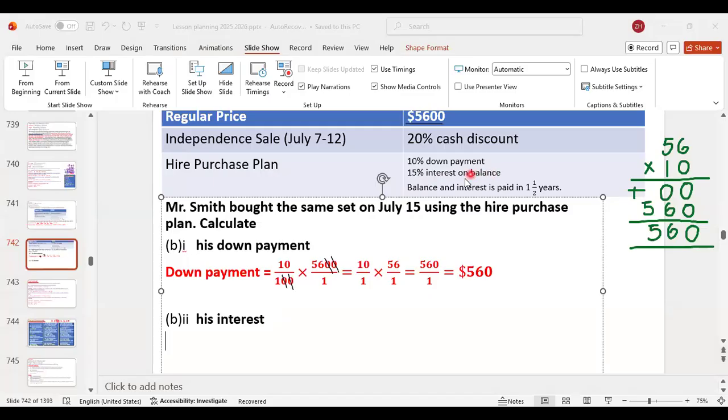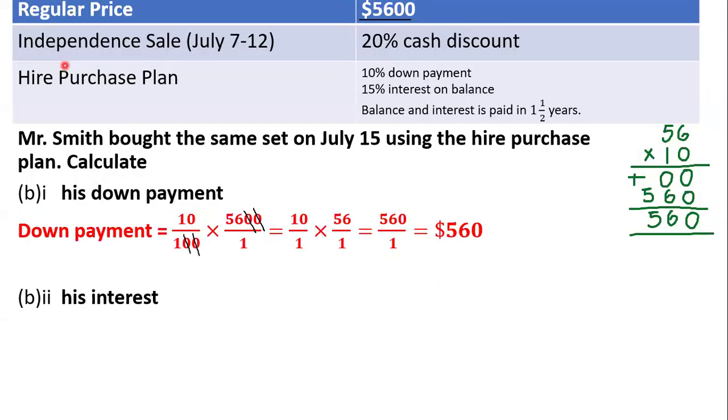What is the balance? The regular price and the deposit combined? Not combined. Added? Not combined. Subtracted. Because what is the balance? Balance is what's left, right?